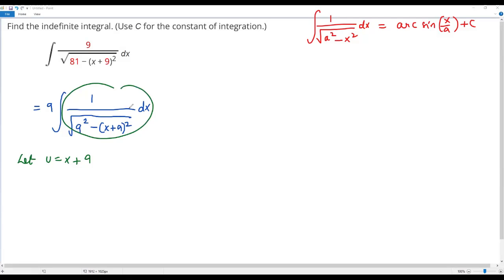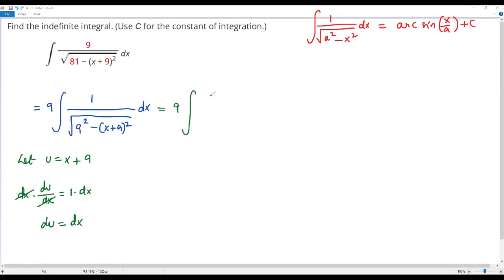Since we have the original integration with respect to the variable x, we have to find derivative on both sides with respect to x. When I find derivative of this u with respect to x, I'm getting du over dx. On the right side, when I find derivative of this x, I'm just getting 1. Now let me multiply both sides by dx to solve for du. When I do so, this dx will cancel out. I'm getting du equals 1 times dx, which is dx. Now let me continue with the integration.